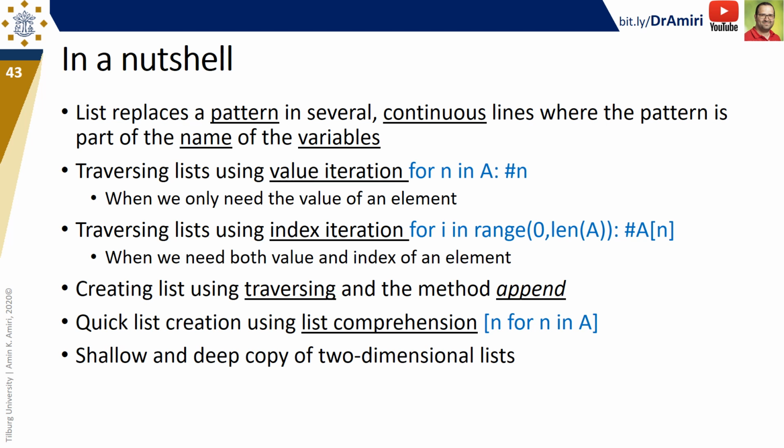We also learned that we have two types of copying of a two-dimensional list: shallow copy and deep copy. Shallow copies only provide an alias for the lists that are inside other lists, but deep copies create a complete copy of every element in the list. So a completely new list is created.